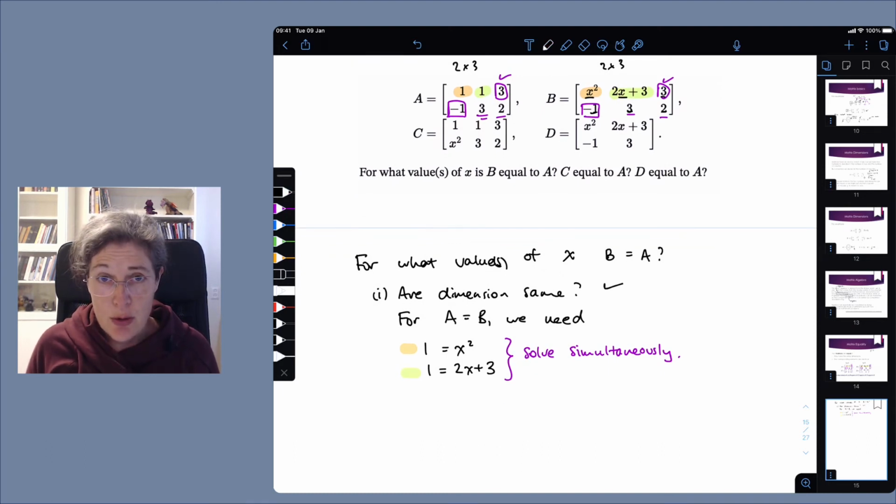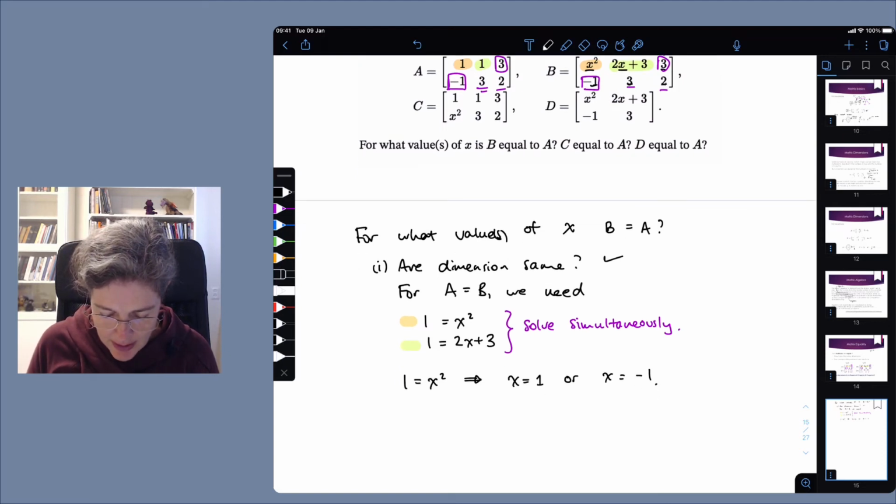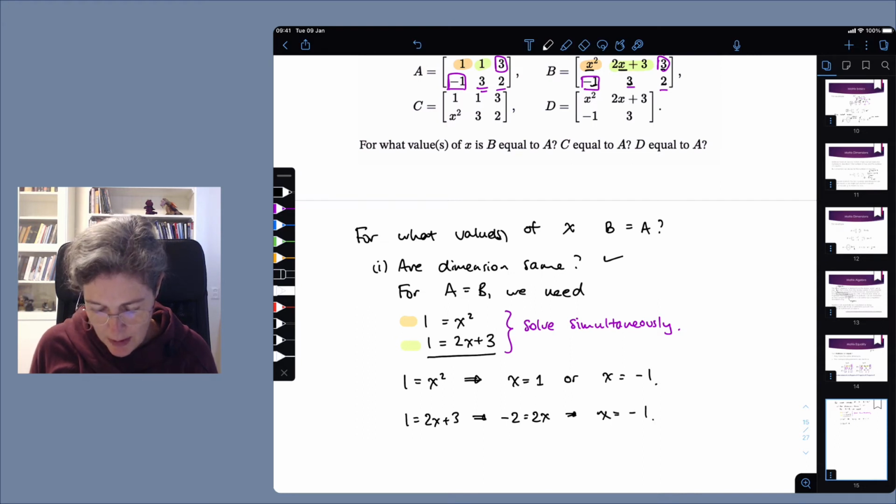Okay, you'll be glad to know I'm not going to use Gauss reduction here. I'm going to solve one and then see if I can find a solution. So for our first one, 1 is equal to x squared. This tells us that x is equal to 1 or x is equal to -1. And then our equation here, which is 1 is equal to 2x plus 3, tells us that we need to have -2 is equal to 2x, which tells us that x is equal to -1.